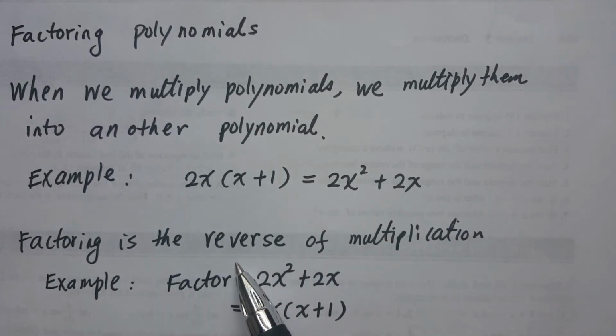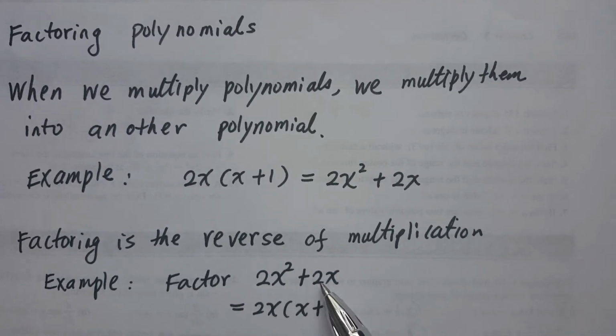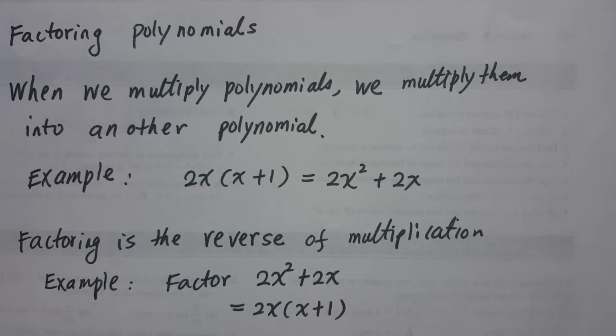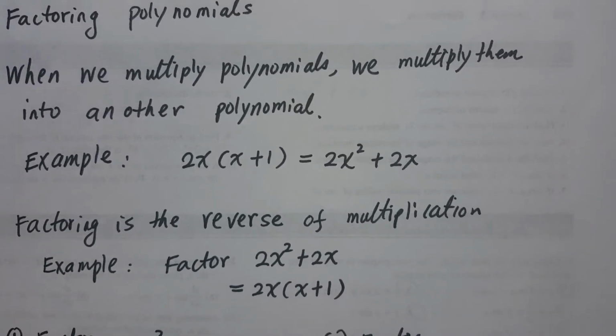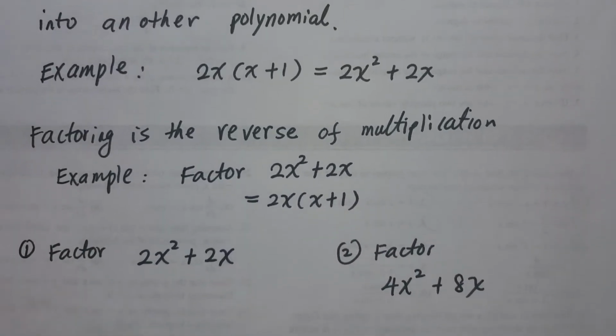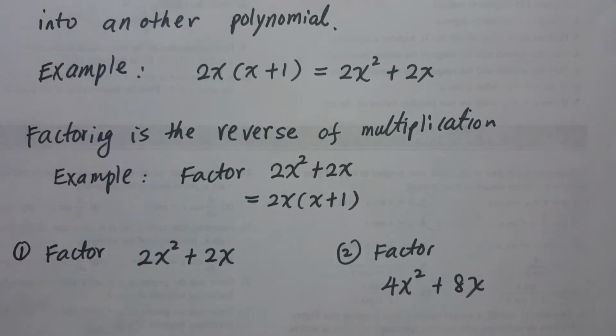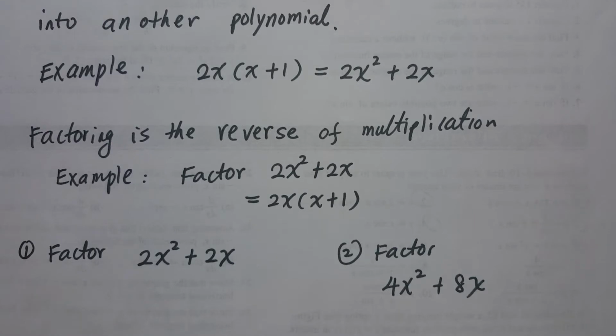Factoring is the reverse of the multiplication. For example, factor 2x squared plus 2x, and make it back into something times something. So now you're going to make it back into a factor times another factor, or factors times factors. Now let's take a look at number 1. Factor 2x squared plus 2x.